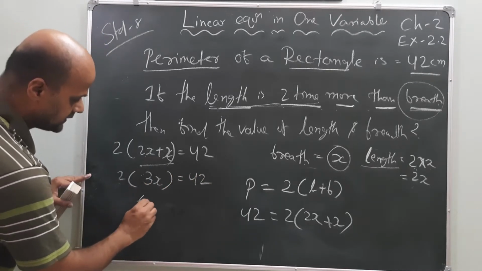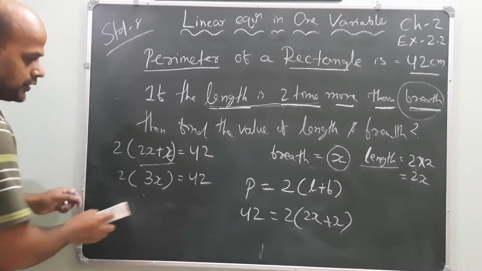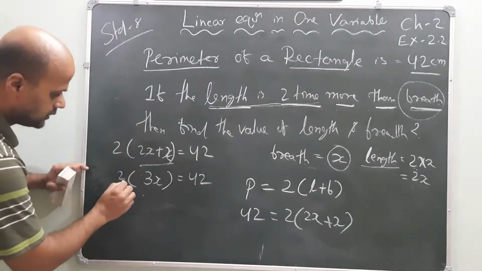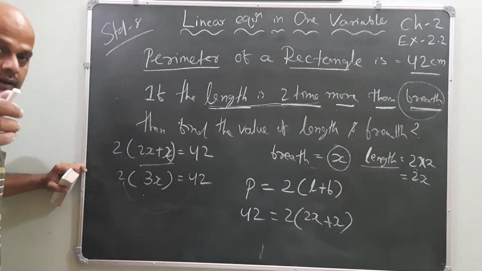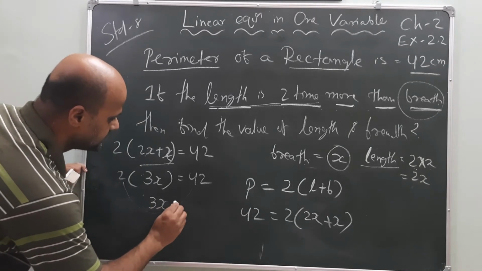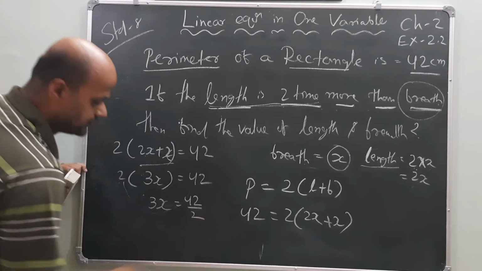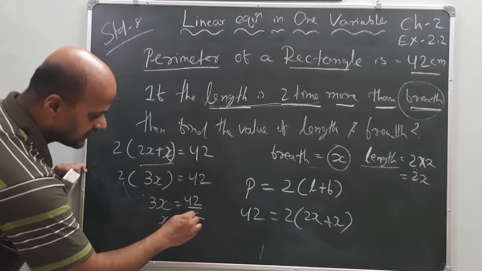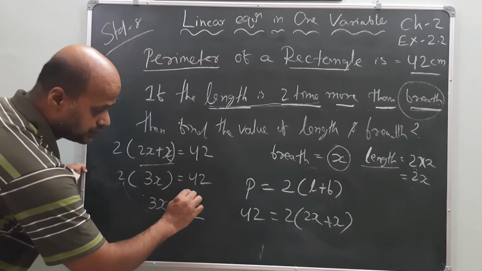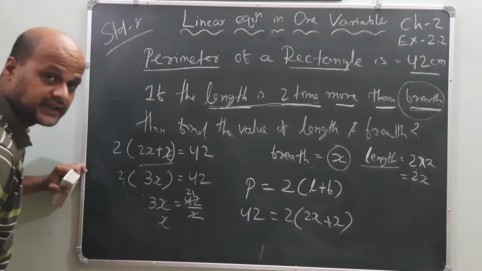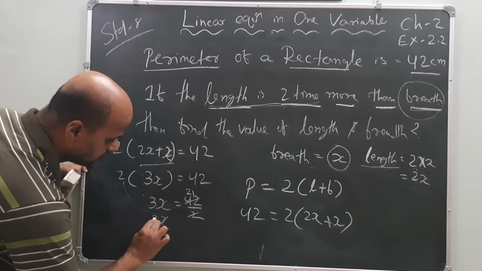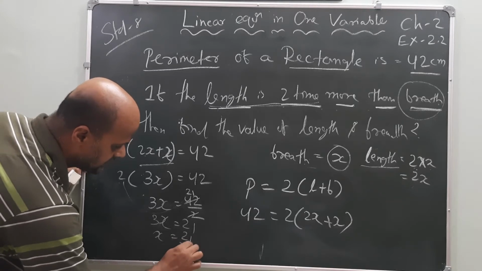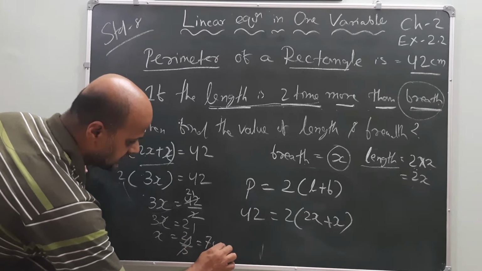2 into 3, 6x. By any process, shifting method or parallel method, whatever you can do. This 2 will multiply and going to the opposite side will be divided. So 3x is equal to 42 by 2. Yes or no? Now, what is the value of x? Before going to x, you can cancel it also. 2 twos are 1s. So 3x is equal to 21. Then x is equal to 21 by 3, cancel, 7 centimeter.